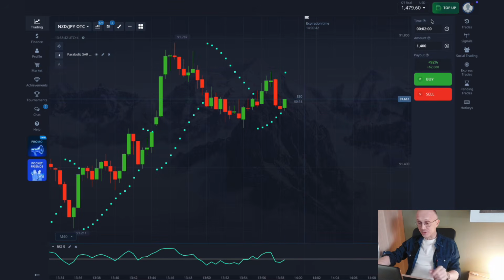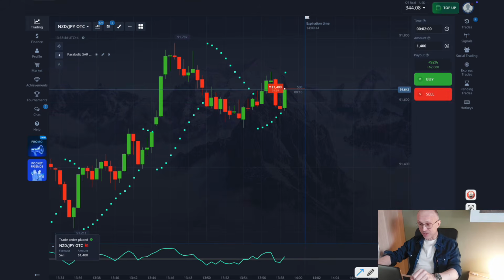After a short pause, the market loses its growth momentum. Expiration is 2 minutes. And I'm opening a short trade for $1,400.